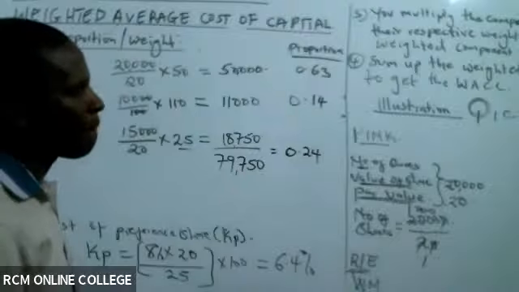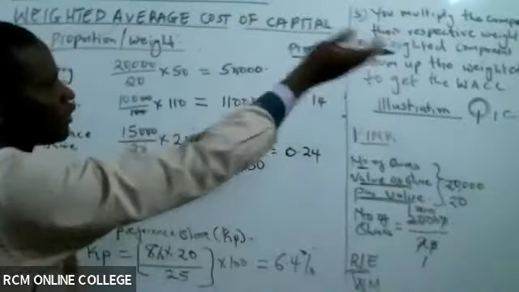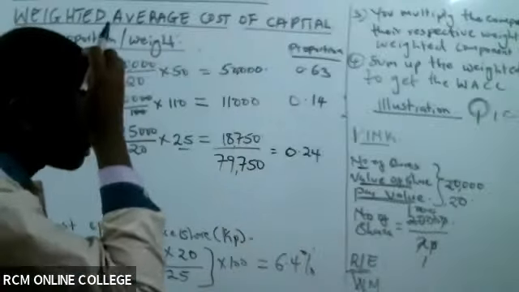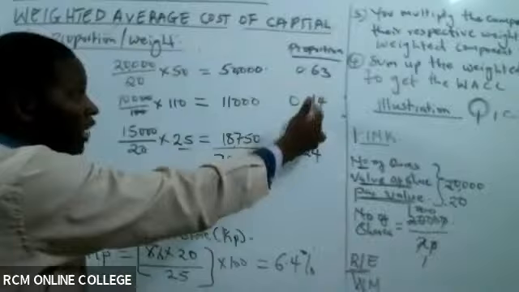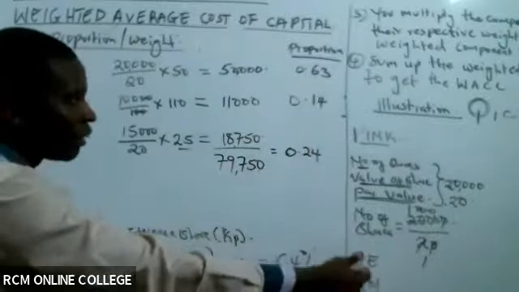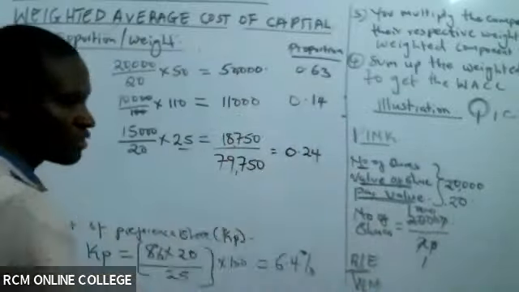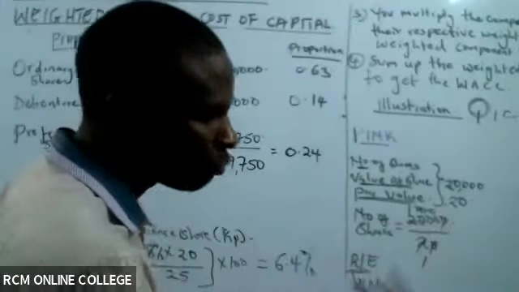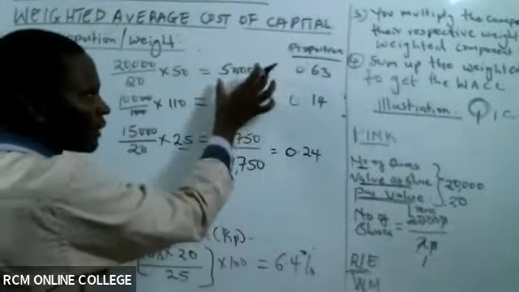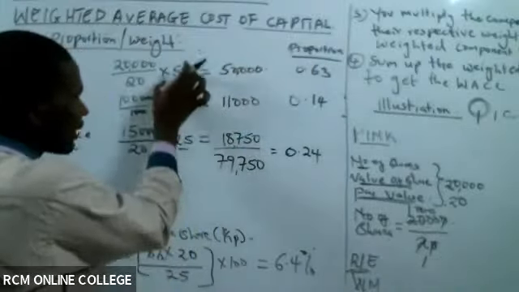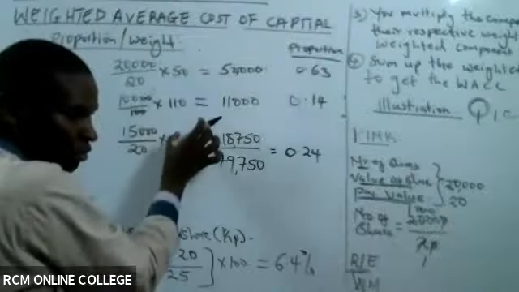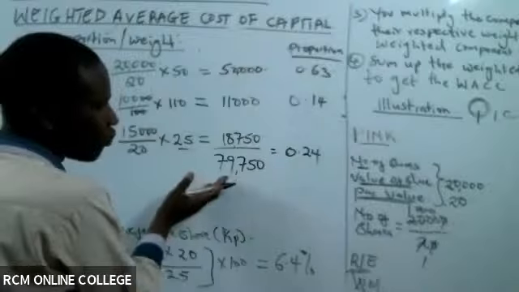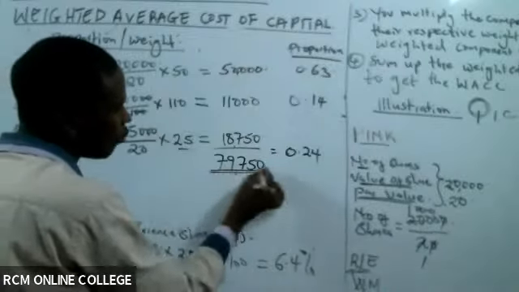0.24. So 63% in the ordinary share of our business structure is ordinary share, 14% in the debenture, and then 24%. Have you understood how we are getting the proportion? Watu wengi wanasahau kuconvert hapa kwanza into the current market price. Muhimu, the current market price, convert here, and then you get the proportion of the whole.